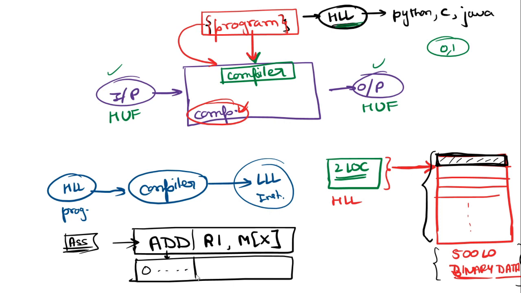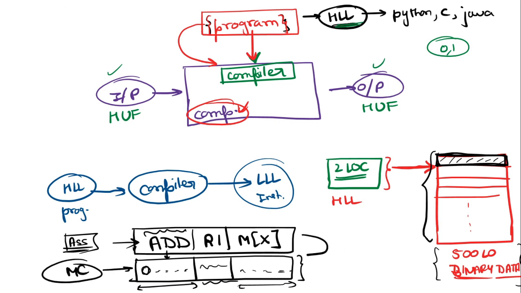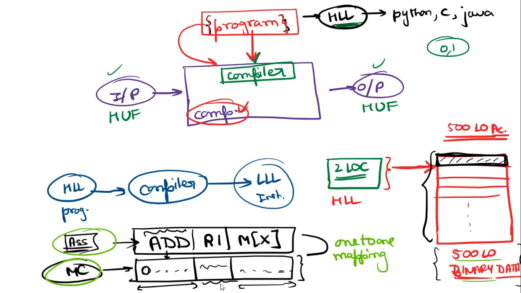There is a one-to-one mapping of assembly language to binary sequence, okay? The first few bits will be assigned to this add thing, then the next few bits will be assigned to the second part r1, then m of x will be represented using the remaining bits of this binary sequence, okay? So there is a one-to-one mapping between assembly language and machine code, which is the binary sequence. Therefore 500 lines of binary data is also represented using 500 lines of assembly code, okay?